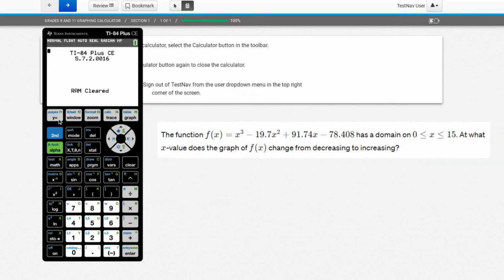All right, so let's go to y equals and type our guy in. X cubed is going to look like that. Then I have minus 19.7x squared, so minus 19.7x. Here's the squared button, plus 91.74x, minus 78.408. What I'm trying to do is find out where this guy is decreasing to increasing.